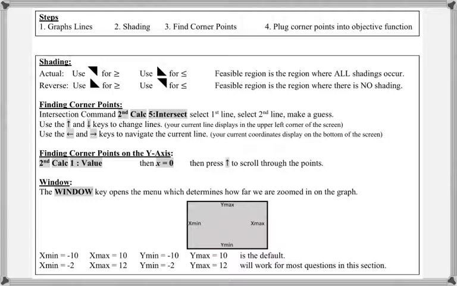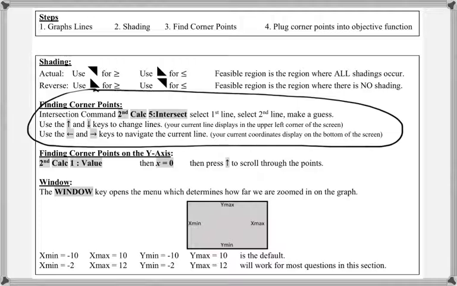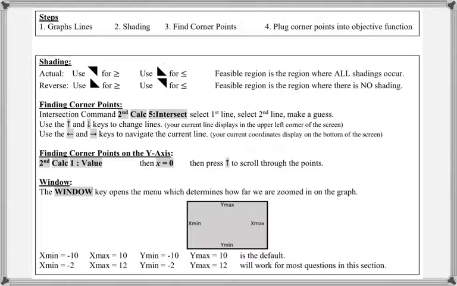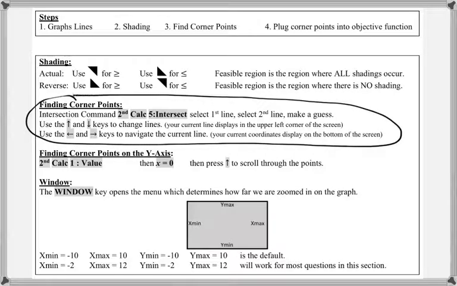We want to find the corner points, so we're going to be using the intersection command, which is second calc and then number 5. And then we have to select the first line, second line, and then make a guess. So I would say that this takes the most amount of time of any of the steps on these questions. So actually most of the time of these videos is just devoted to finding the intersection points. And it can be kind of tricky, and it definitely requires a lot of patience, but once you get a lot of practice, it's not too bad.